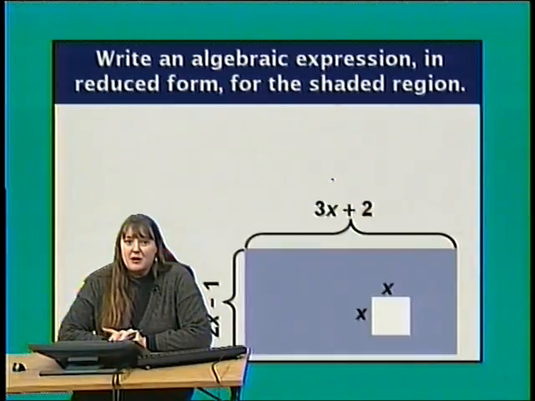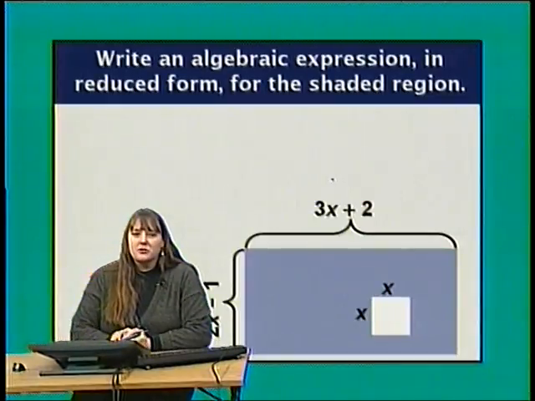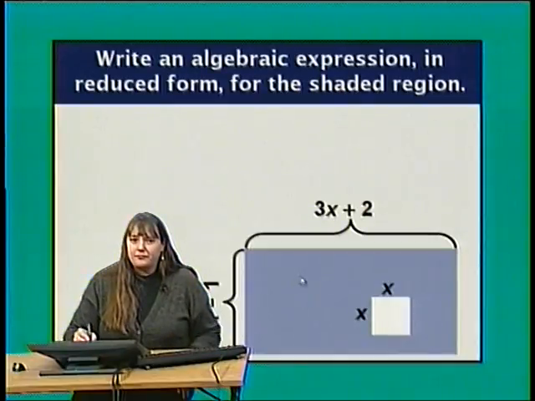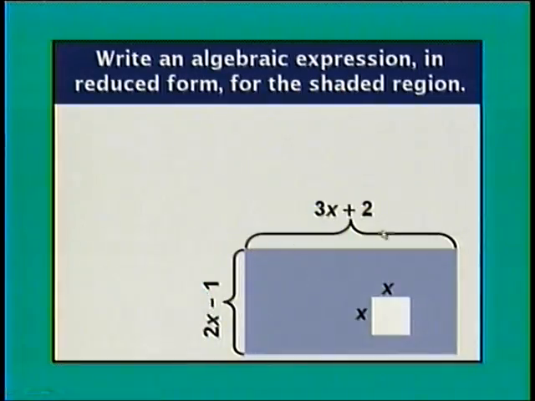For my last example, I want to write an algebraic expression in reduced form for the shaded region. So looking at my region here, I have this big periwinkle rectangle, which has a length of 3x plus 2 and a width of 2x minus 1. From the periwinkle rectangle, we have a little white square cut out, which has sides of length x. So if I want to find the area of this periwinkle region, I need to take the area of the rectangle minus the area of the square.